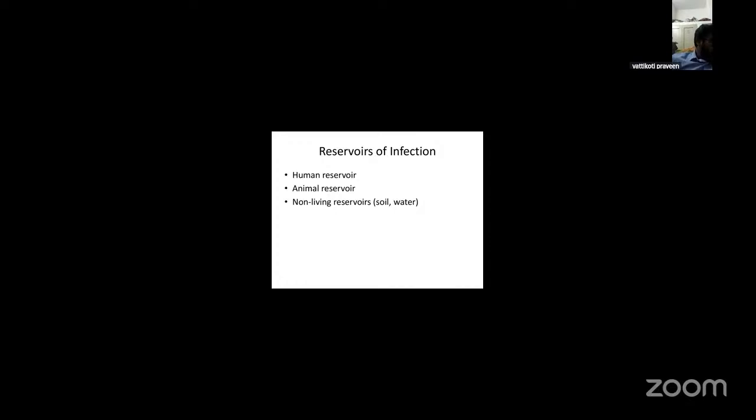What is the animal reservoir? Animals suffering from an infection or acting as carriers may be a potential source of infection to humans. The diseases which are transmittable from vertebrate animals to humans are called zoonosis, like rabies and yellow fever.